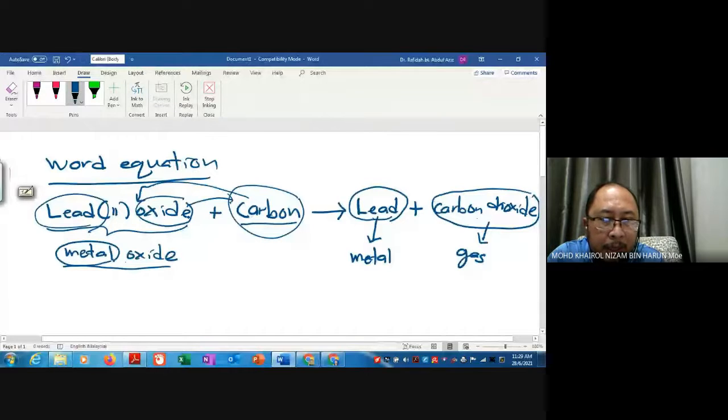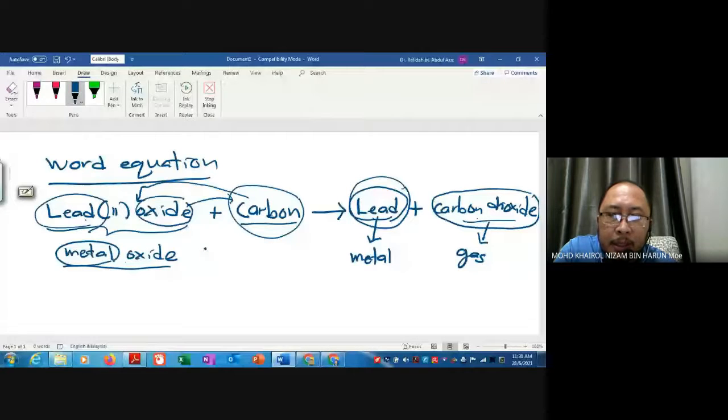The oxide is exactly oxygen. The element is oxygen. So carbon can take oxygen from the lead in its compound. That's why it just leaves lead only, and then carbon will combine with oxygen to form carbon dioxide. That is exactly what happened during the reaction between carbon and lead oxide. So this is the complete word equation, in the form of words.